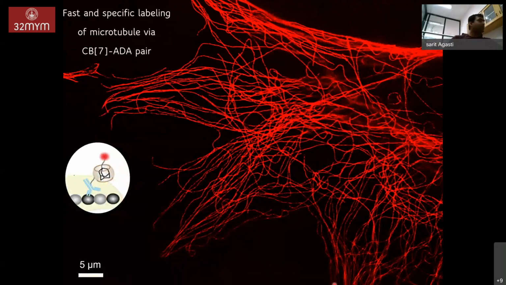Okay, so what it says is that you are able to get the structure resolved in these systems in a very, very well defined manner. And you can see it's highly specific, and all the structural information of these microtubules is well visualized. Okay, so this is a first example of host-guest complex-based biological imaging.